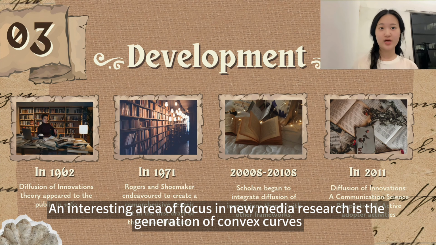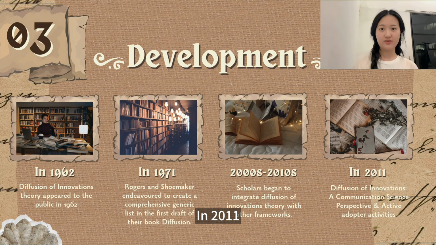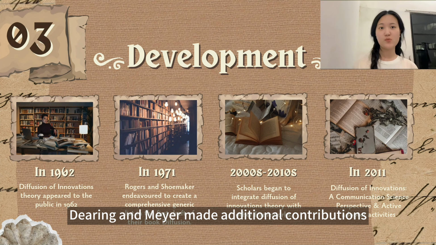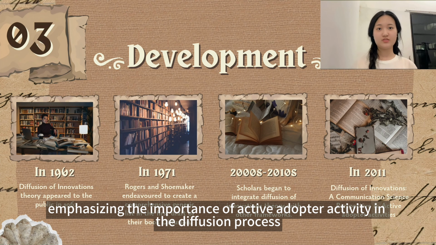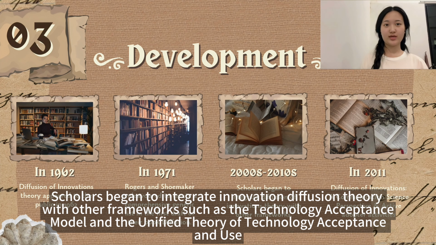An interesting area of focus in new media research is the generation of convex curves, which show how interpersonal channels affect the communication process. In 2011, Derry and Meyer made additional contributions, emphasizing the importance of active adopter activity in the diffusion process. Also, from 2000 to 2010, scholars began to integrate innovation diffusion theory with frameworks such as the technology acceptance model and the unified theory of technology acceptance and use.